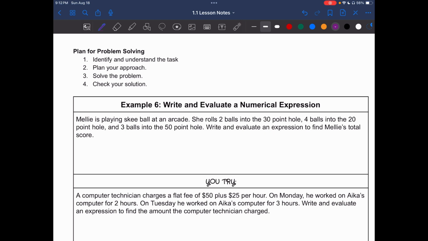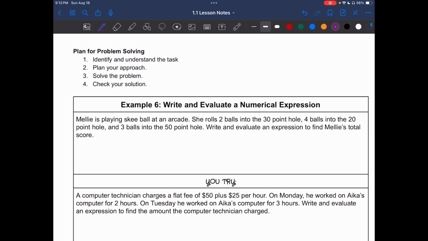So, our plans for problem solving. These are universal for any problem that you are ever going to face, whether it is in school, out of school, whatever it may be. You are going to first identify and understand the task. Figure out what is it that we are trying to ask you to do. Secondly, you are going to plan your approach. How are you going to work towards solving this problem? Third, you are going to solve the problem. Do the work that you had laid out in your plan.